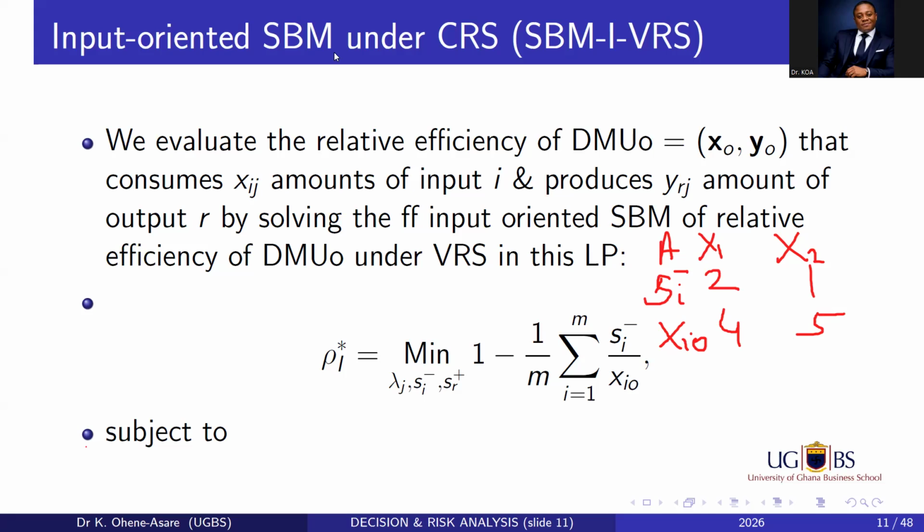Okay. Prof, I got 0.65. I think you might be correct, but let's see. 0.65 is what she got. So what you're going to do, you're going to substitute the value. So you get 1 minus 1 over 2 because the number of inputs is 2. Then you put in brackets the first input, whose slack is 2, divided by the input itself, 4. So it's 2 divided by 4 plus 1 divided by 5.